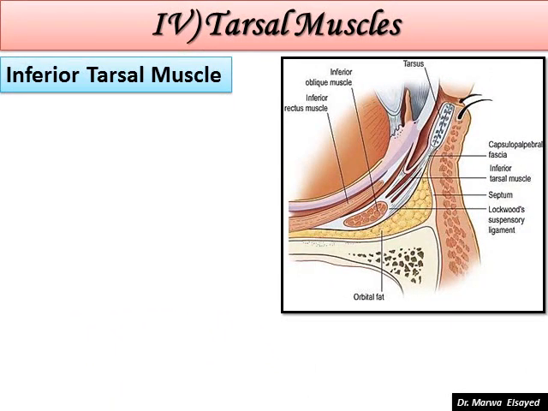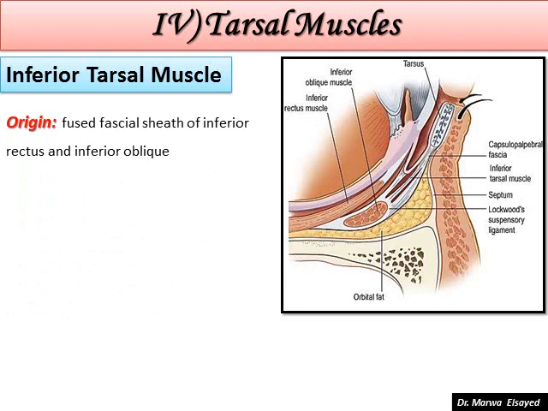The inferior tarsal muscle originates from the fibrous sheath of the inferior oblique and inferior rectus. This is the inferior tarsal muscle, and it is inserted into the lower border of the inferior tarsal plate. It also takes sympathetic nerve supply.